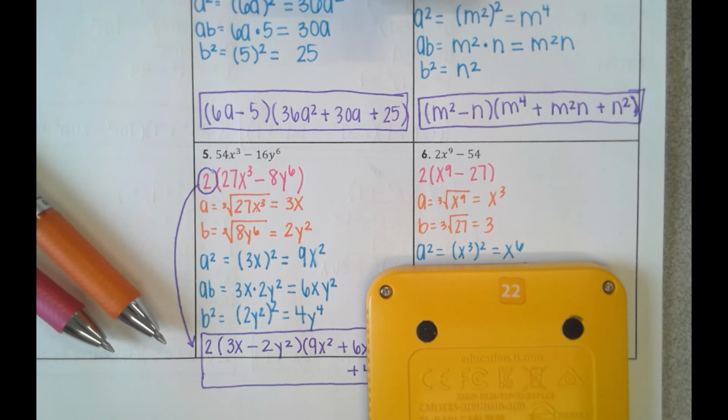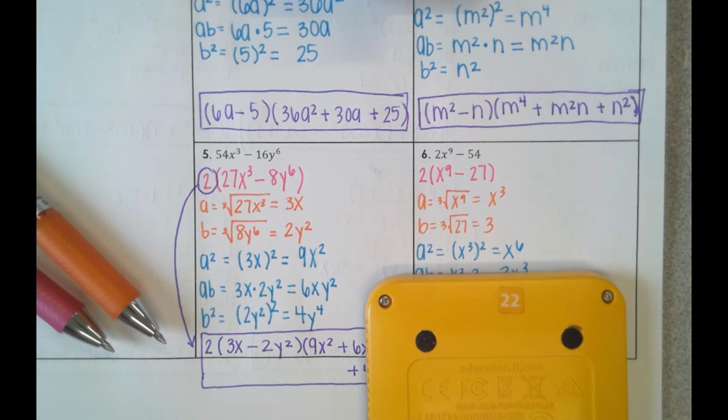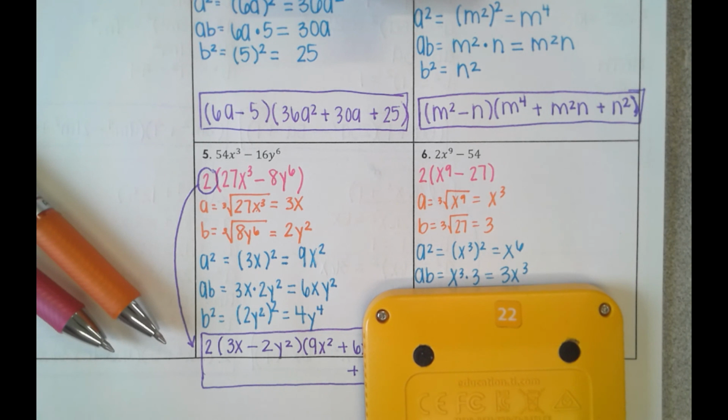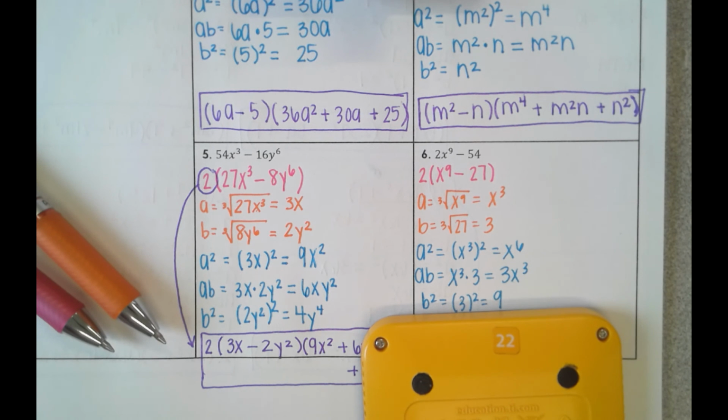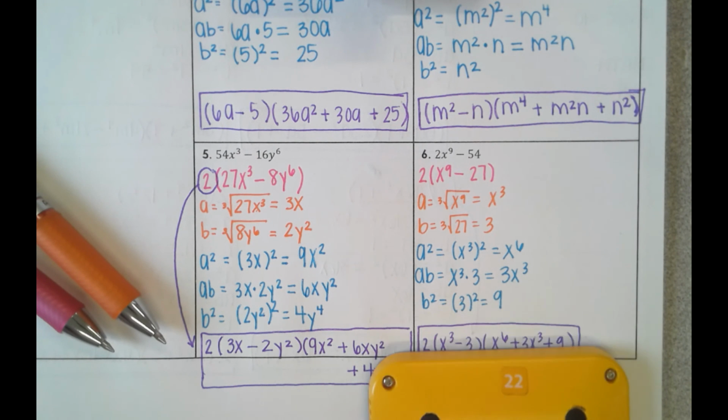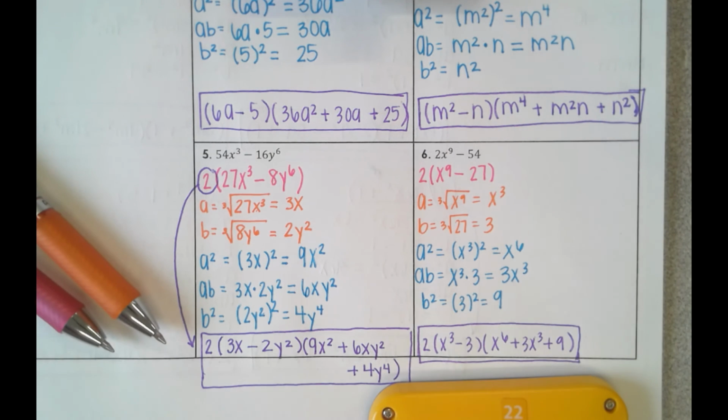So your a squared, you multiply your exponents to get x to the 6th. And then your ab, when you multiply the 3 and the 3, you get 3x cubed. And then your b squared, 3 squared is 9. So there's your final answer.